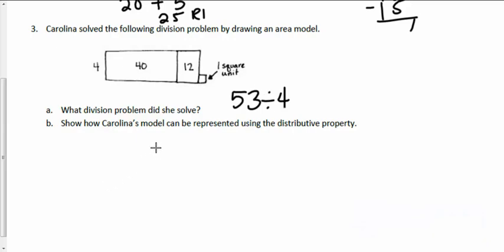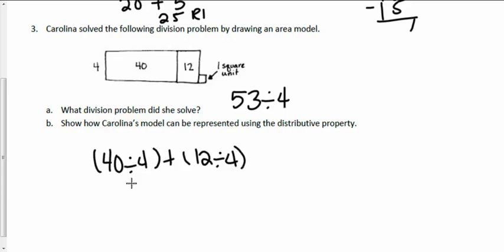It says show how Caroline's model can be represented using the distributive property. So you could have written it up here, but I'm going to go ahead and write it down here. I've got a little bit more room. So she took 40 and divided it by 4, and then you would add that to 12 divided by 4. So 40 divided by 4 is 10, plus 12 divided by 4, which is 3, and that would be 13, and we had a remainder of 1.